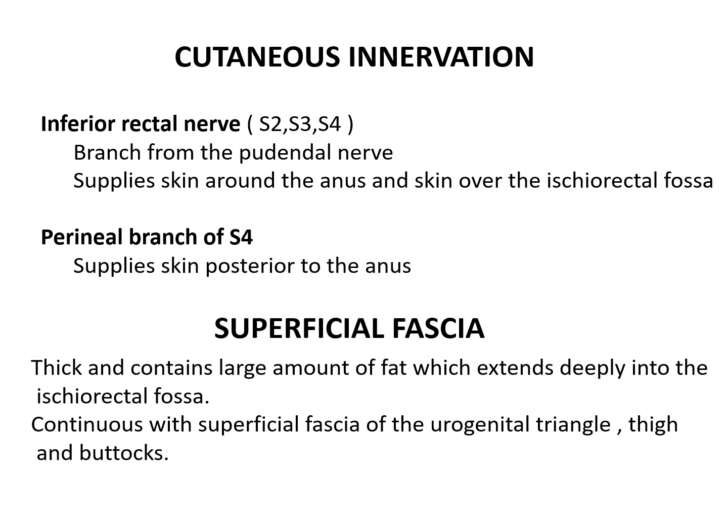The superficial fascia of the anal triangle is thick and contains a large amount of fat, which extends deeply into the ischiorectal fossa and fills the entire ischiorectal fossa. Now, the superficial fascia of the anal triangle is continuous with the superficial fascia of the adjoining areas. That means it is continuous with the superficial fascia of the urogenital triangle, thigh, and buttocks.